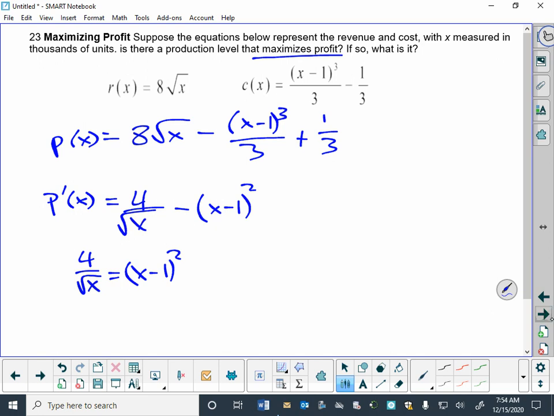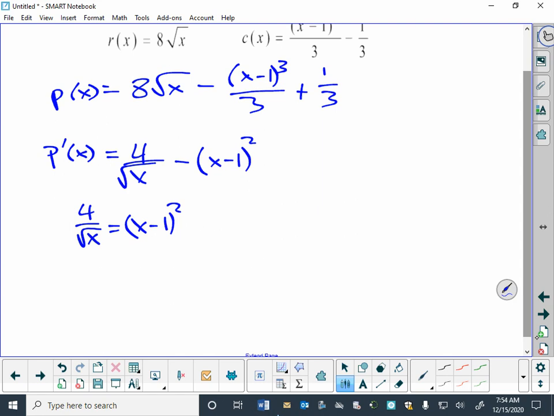Probably to solve that, and understanding that I'll have to look for extraneous roots, I will square both sides of this and get 16 over x equals (x minus 1) now to the 4th power.